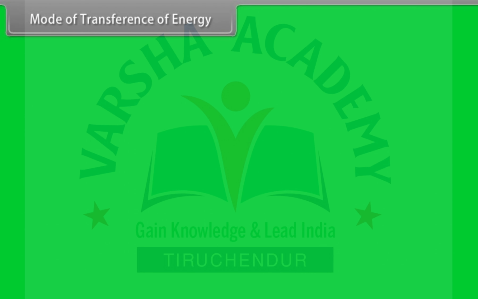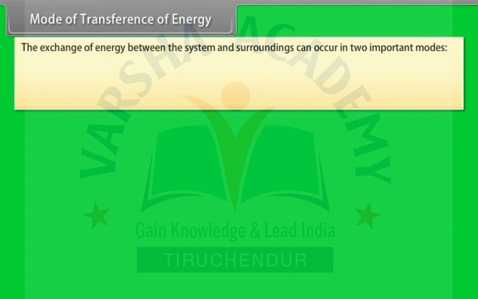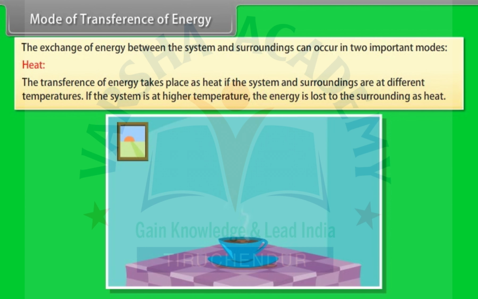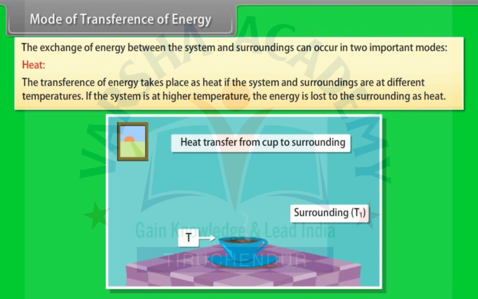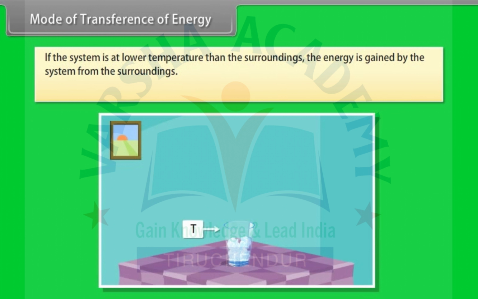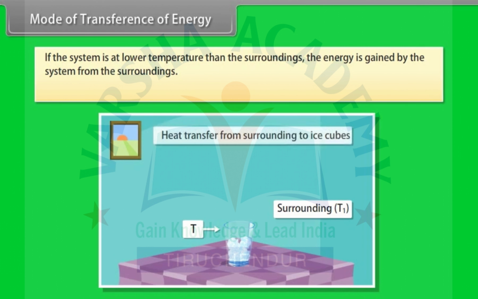Mode of transference of energy. The exchange of energy between the system and surroundings can occur in two important modes. Heat. The transference of energy takes place as heat if the system and surroundings are at different temperatures. If the system is at higher temperature, the energy is lost to the surrounding as heat. If the system is at lower temperature than the surroundings, the energy is gained by the system from the surroundings. Heat is represented by Q.